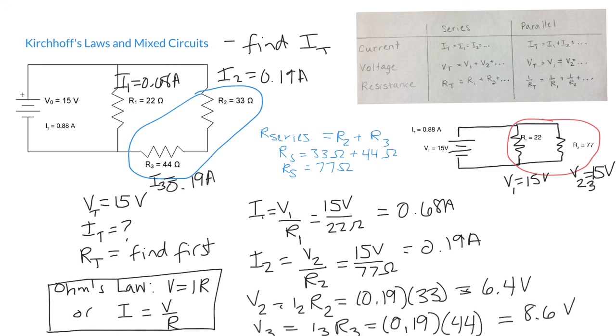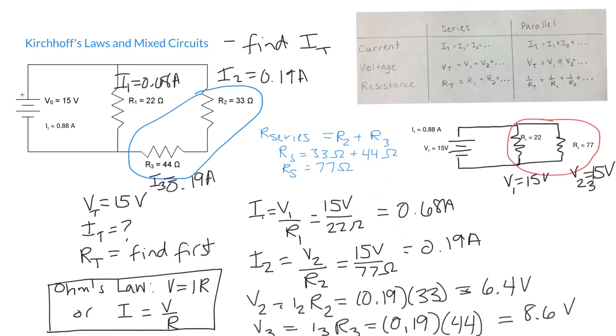Just note, some of these don't have as many decimals. You can keep a few extra decimals. In this case, you would have 0.1948 if you kept a few extra decimals here for this current, and this one up here would be 0.6818. So they would add together to be 0.88 when you add them together.